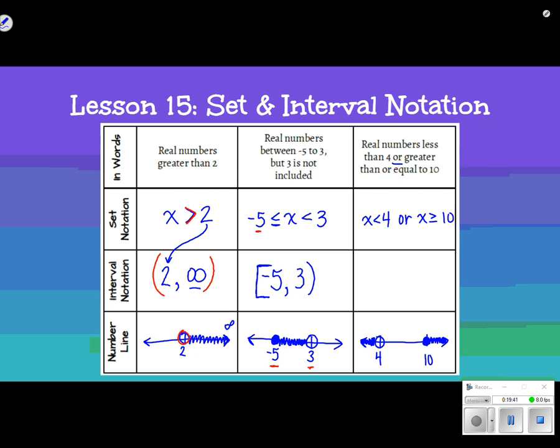Now, with our interval notation, we have a brand new symbol that I'm going to introduce to you to represent or. But before we do that, we're going to write each one using our interval notation, and we're just going to leave a space, and then we'll talk about what we're going to put in for the or in just a minute.